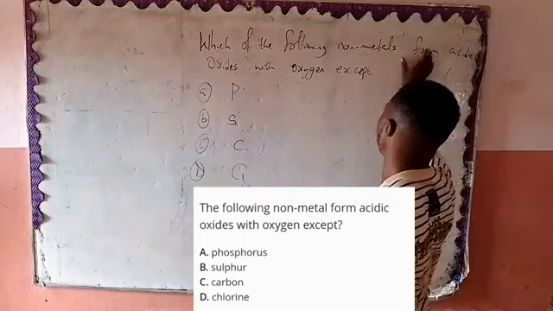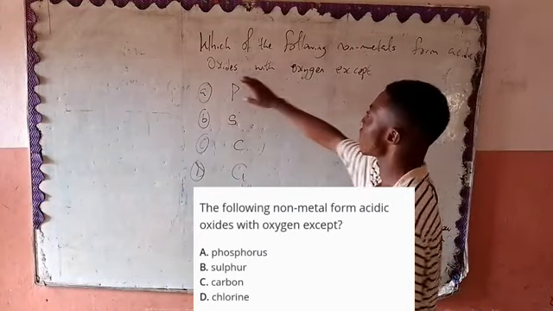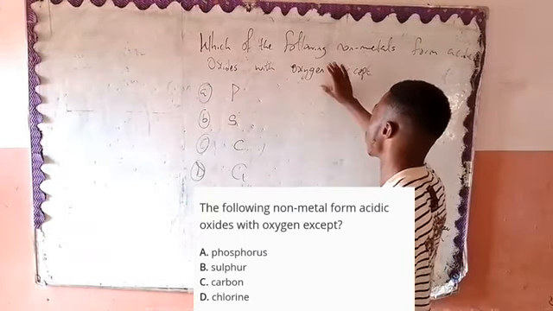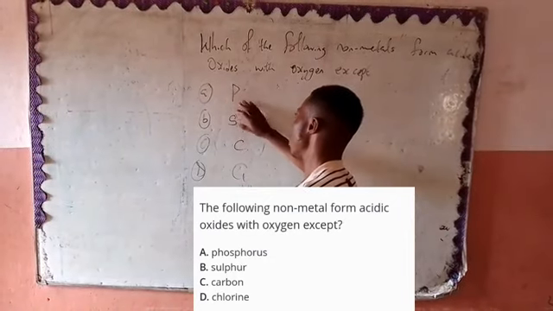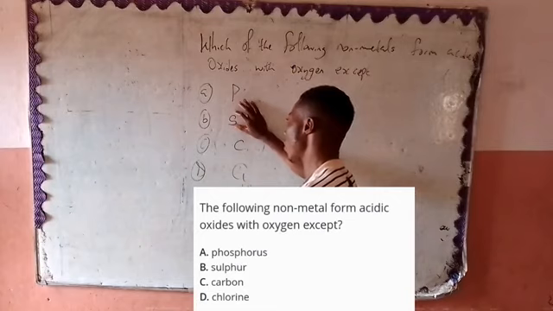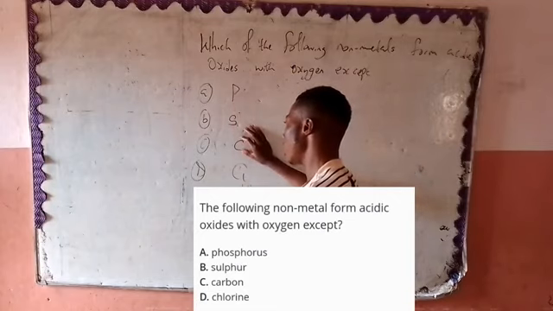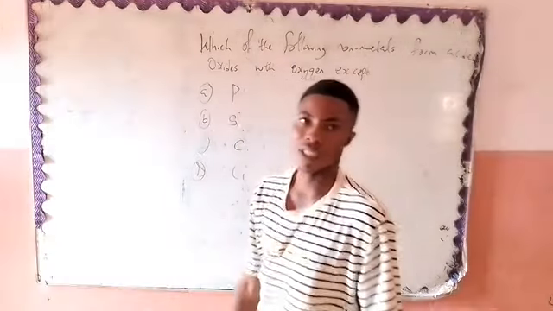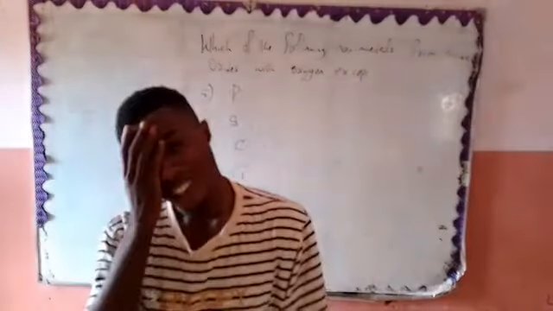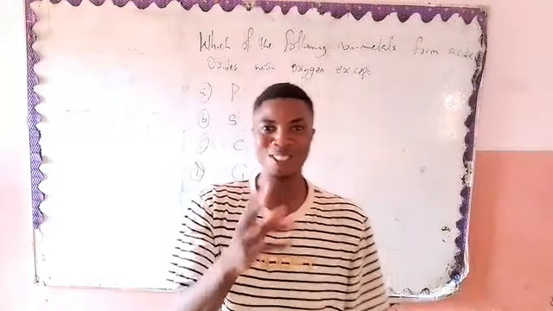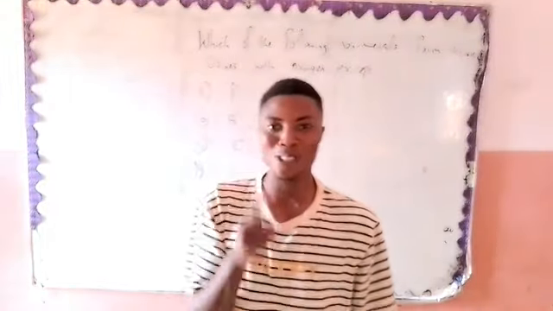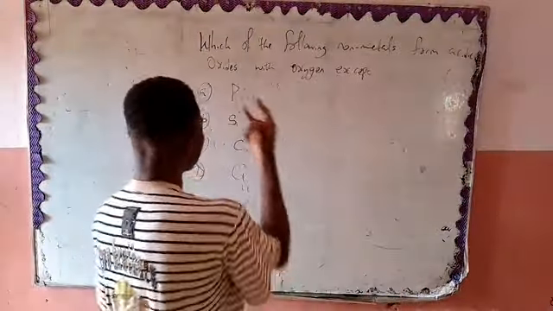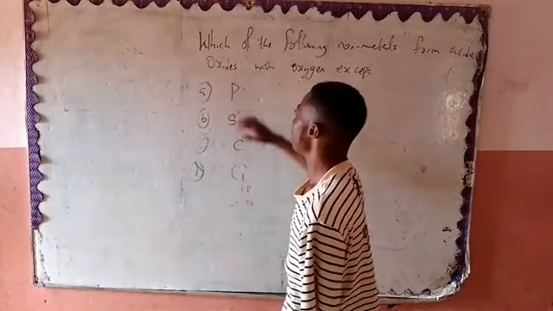Which of the following elements form acidic oxides with oxygen, except? A, phosphorus; B, sulfur; C, carbon; D, chlorine. Oh, this is tough. Don't worry, this is not tough. This is why you're in LFS. You always find out your X. X is your problem, so you always find it. Now, let's move over to this particular question.